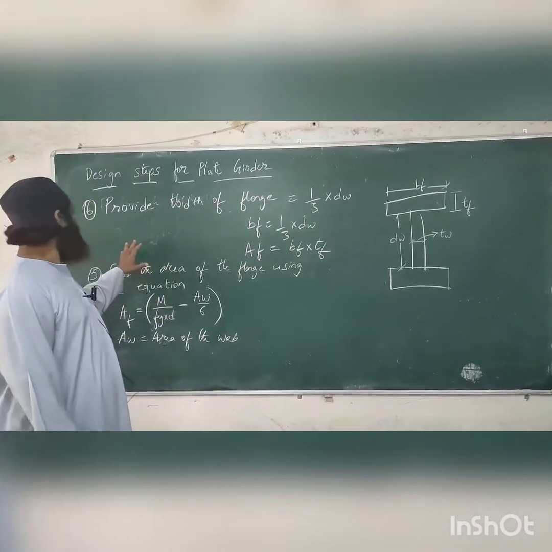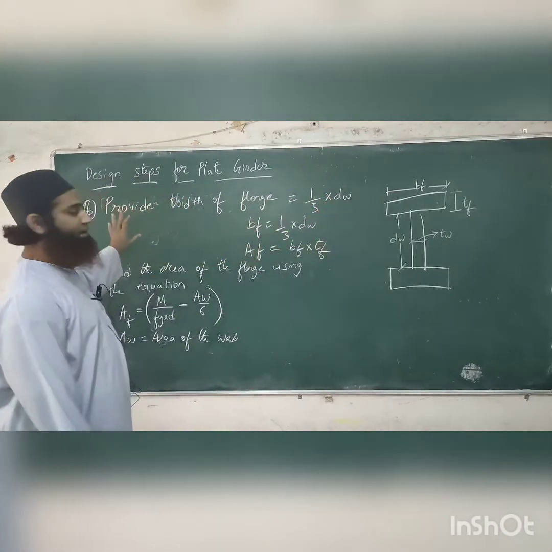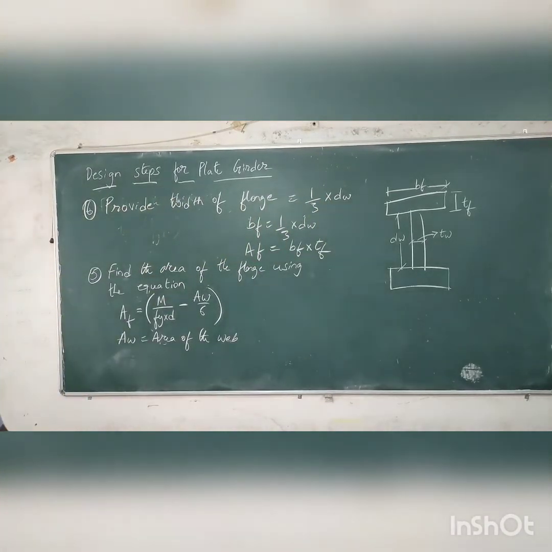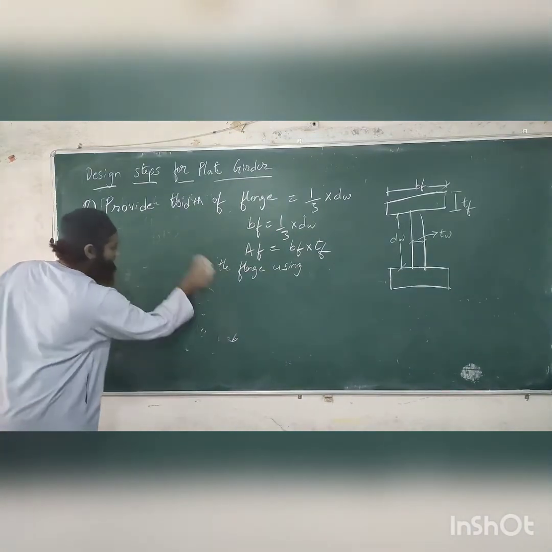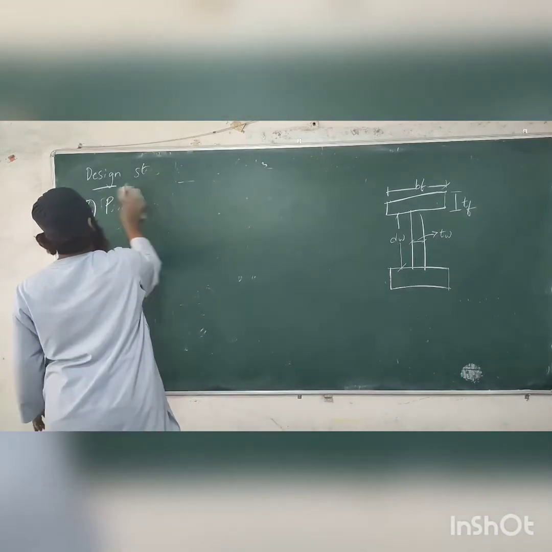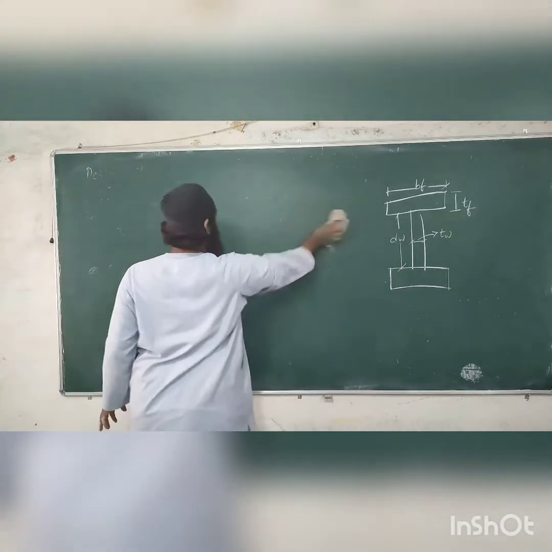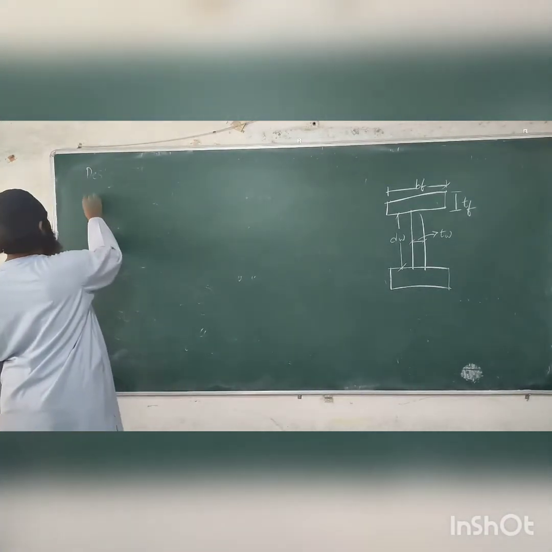Next, we have got the size of the web as well as the size of the flange. Now we'll be determining the moment capacity. From here we'll be seeing what is the moment capacity of the I section. We'll have to find out this. Let us see step 7 here.